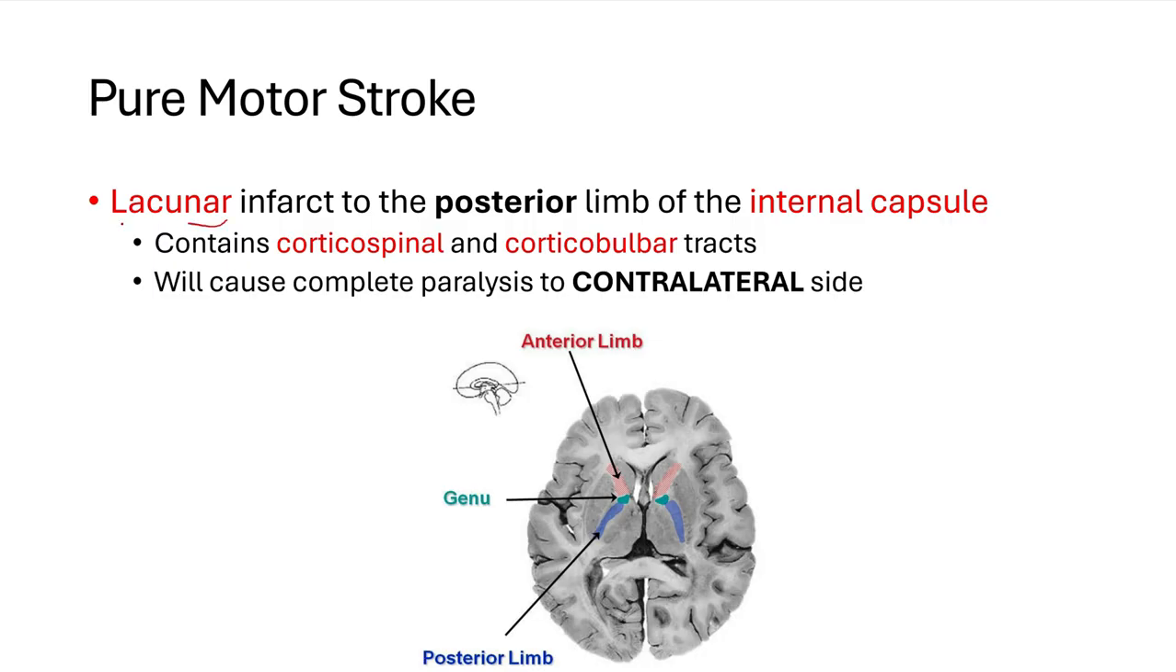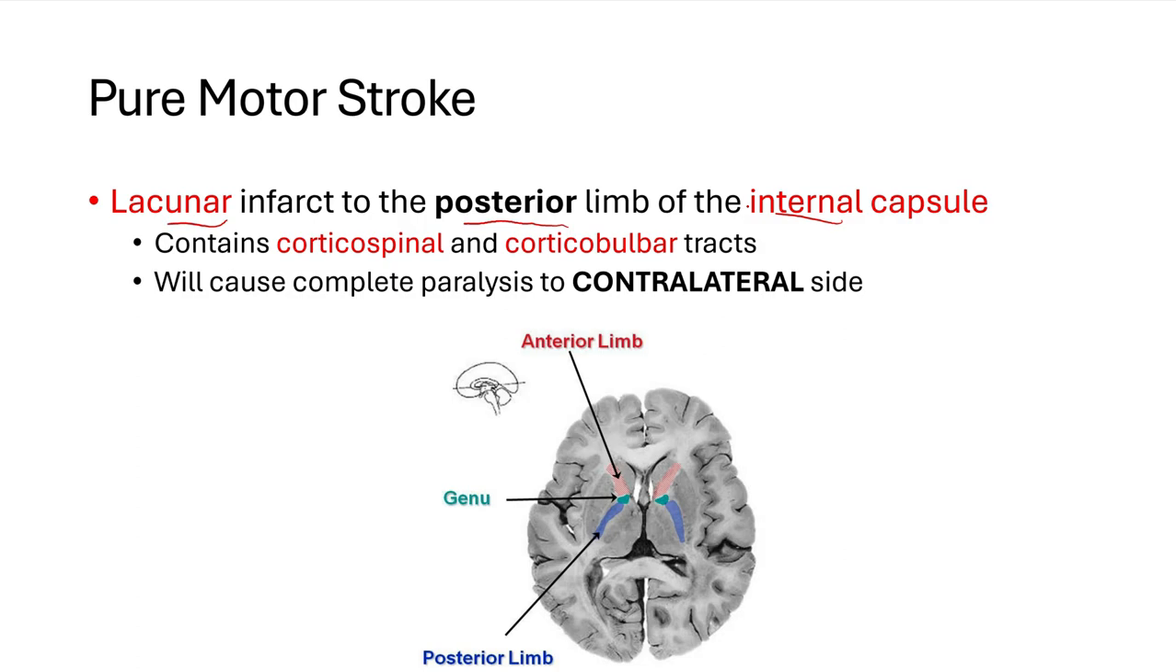You can also have pure motor stroke. This is due to a lacunar infarct. Simply put, lacunar infarcts are strokes that affect the small branches, in particular the lenticulostriate, of the main arteries of the brain. These are termed lacunar infarcts or small vessel strokes. But a pure motor stroke is a lacunar infarct that affects the posterior limb of the internal capsule.